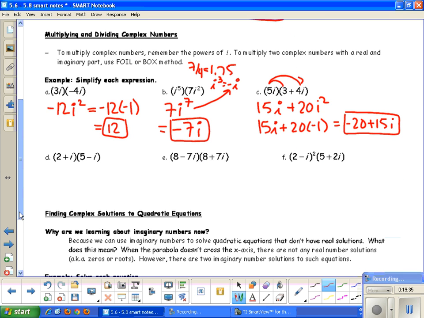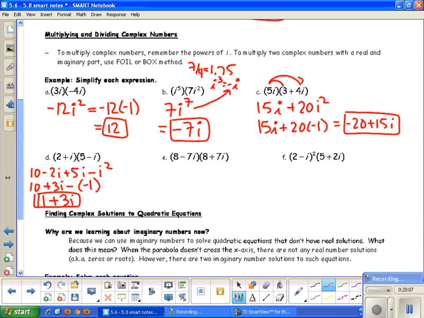So then for the next one, again, for this one we have a binomial times a binomial, which means you need to box this or FOIL it. So if I FOIL this out, I would get 10 minus 2i plus 5i, and then minus i squared. And we have like terms, so 10 plus 3i. i squared is really -1, so minus -1. So that becomes plus 1, so we get 11 plus 3i.